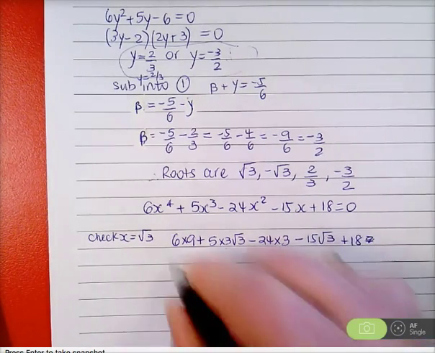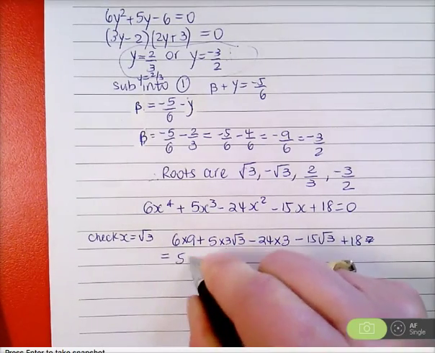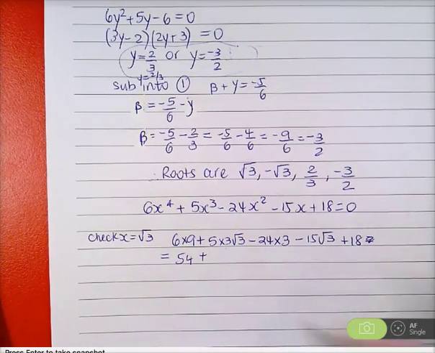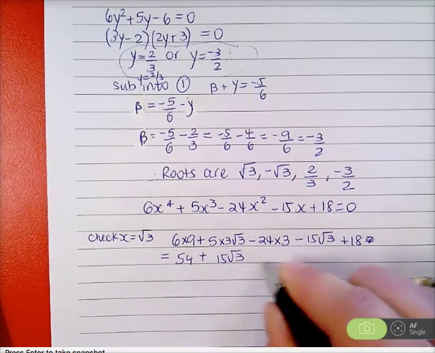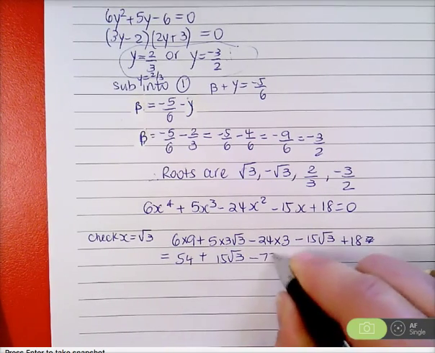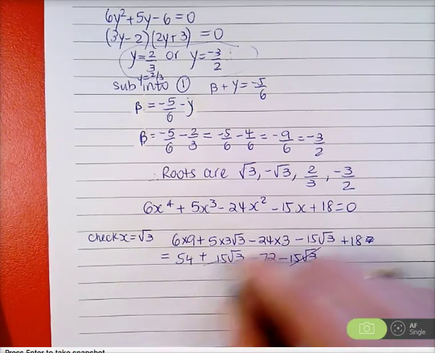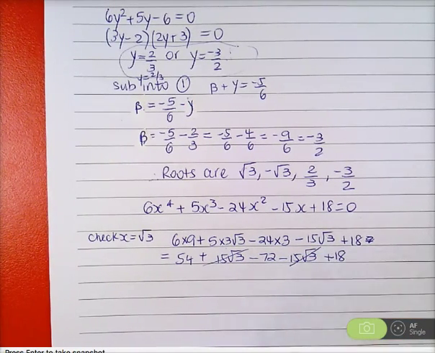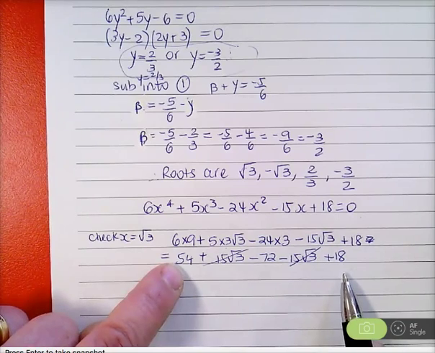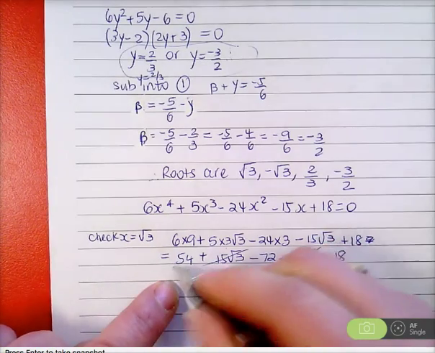Equals, no, I'm not going to put what it equals here. I'm going to work it out. So I get 54 plus 15 root 3 minus 72 minus 15 root 3, isn't that nice? Plus 18. And what's 54 and 18? It's 72. 72 minus 72 is 0.